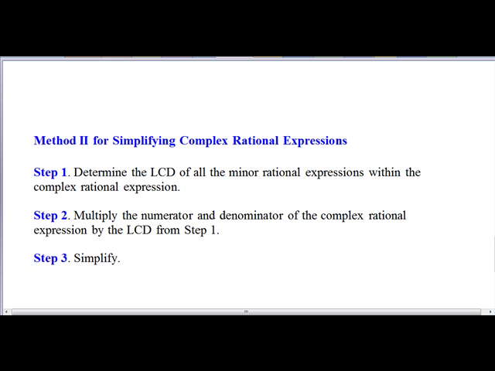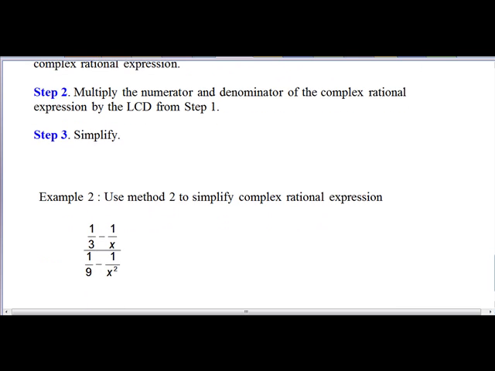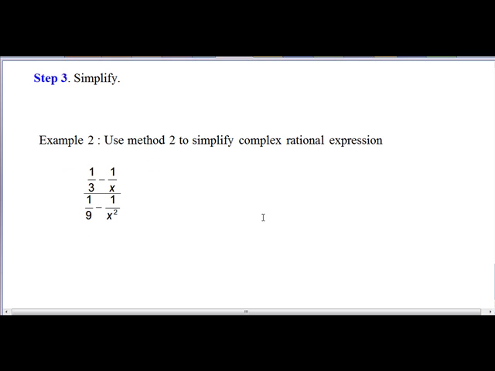So let me show you the example. I'm going to show you the same example from example 1, so you can compare which method you like. So first step, looking for the LCD. Now, when I look at a complex rational expression like this, I like to redraw the main fraction bar really longer so I can see clearly the numerator here and the denominator, so my mind won't get confused.